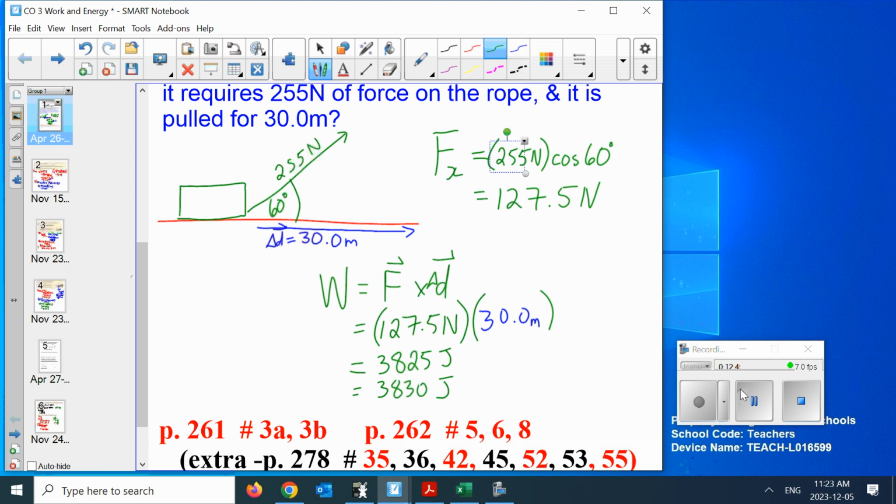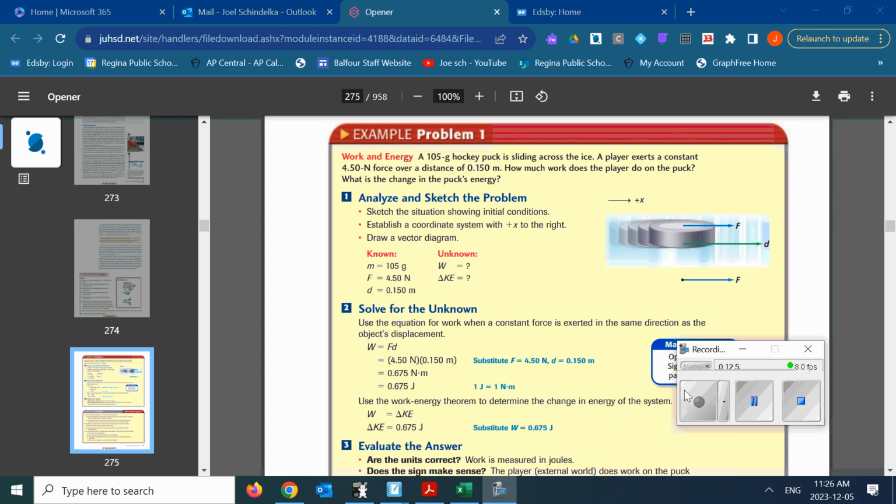Got a lot of textbook questions we'll take a look at. We'll do the first 5 on. Okay, there's an example on page 261. Work and energy, a hockey puck sliding across ice. Player exerts a constant force, 4.5 newtons, over a distance of 0.15 meters. How much work does the player do on the puck? What's the change in the puck's energy work?